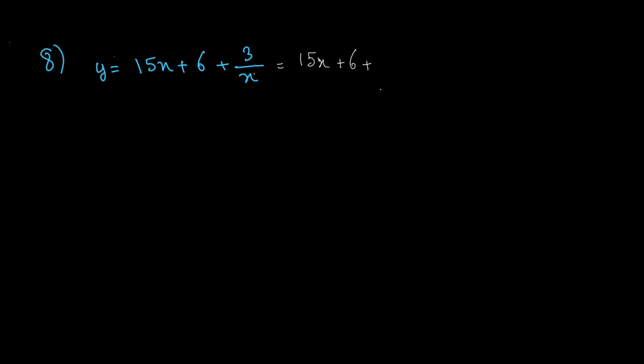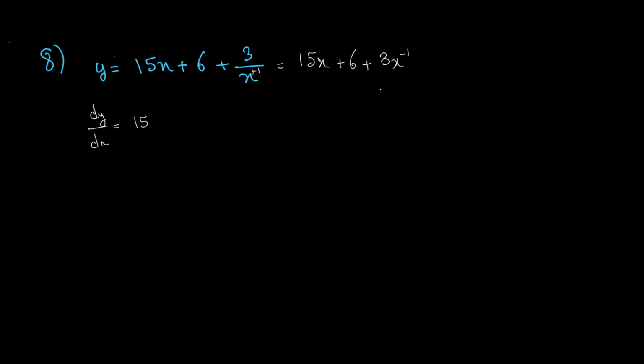For this, 3 is a constant, so we'll keep 3 as it is, and x is in the denominator, so we'll put it on the numerator. The power of x is 1, so here the power of x becomes minus 1. Since it's plus 1, it will change the sign and become minus 1. Now we will continue our differentiation normally as we did previously. After differentiating, 15x will give 15, and 6 here is a constant, so after differentiation it becomes 0.